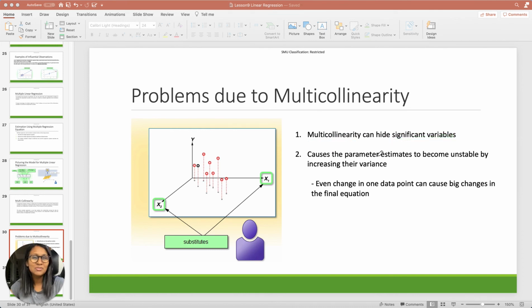Okay, the other one is that it can hide significant variables. So what we do, and we are going to try this out in our lab exercise, after building a linear regression equation, we check for the significance of the relationship between the x and the y variable. And if there is multicollinearity, then the significance that you get will not be reliable. We will see how we use the p-value to check for statistical significance when we do our lab on regression later on.